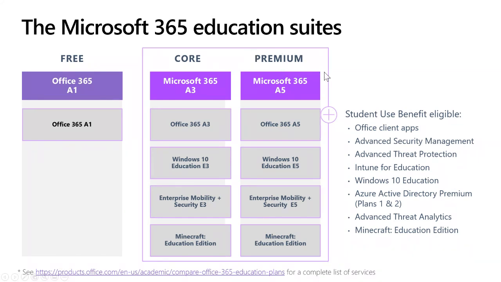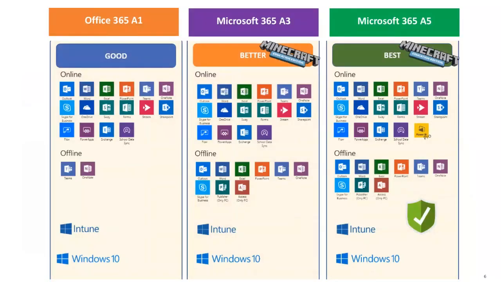And I'll go into a little bit more around why schools would move on to A5 over A3, or A3 over A1, a little bit later. So within A3 and A5, you also have student use benefit, which if you're familiar with, provides you with the equivalent license that your educators have for free for your students. So let's take a look at what's actually inside of those.